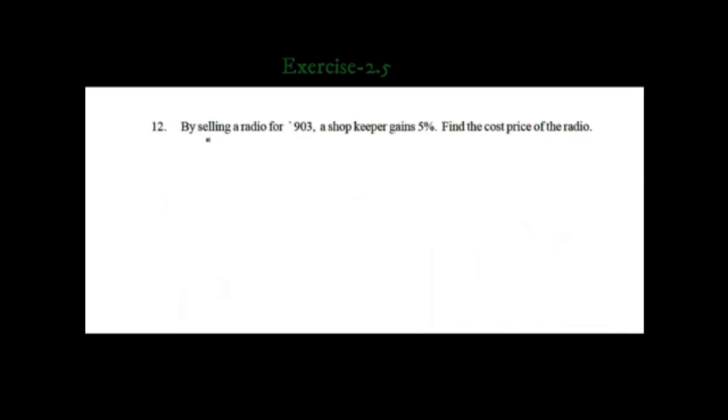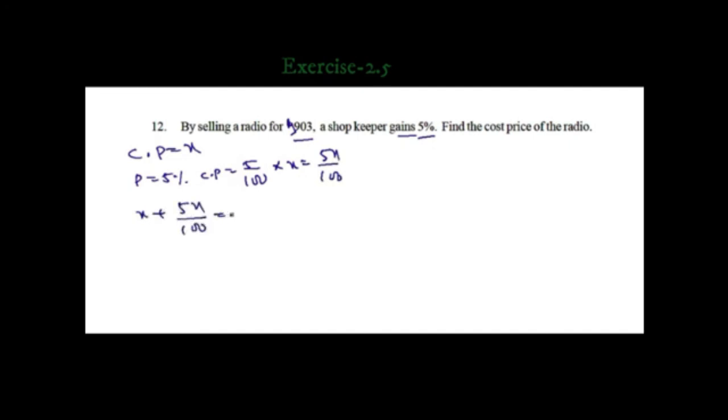The next question. By selling a radio for 903 rupees, a shopkeeper gains 5%. Gains means profit. Find the cost price of the radio. Now you should take the cost price of the radio as x, then profit is equal to 5% of that cost price, that is 5 by 100 into x, that is equal to 5x by 100. Next, by the problem, x plus 5x by 100, cost price plus profit, is equal to 903 rupees. Then you can get the equation.